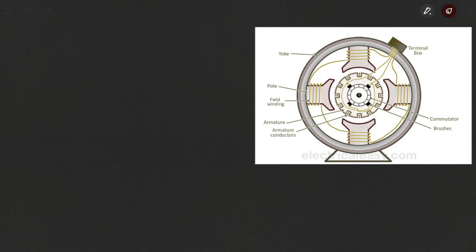Right. As I said previously, the main components of a DC machine are the stator and the rotor. The stator is the stationary part and the rotor is the rotating part. Most importantly, we have the field windings on the stator in case of a DC machine, and we have the armature on the rotor. Apart from the field windings being stationary, you also have the yoke that's stationary and not moving.